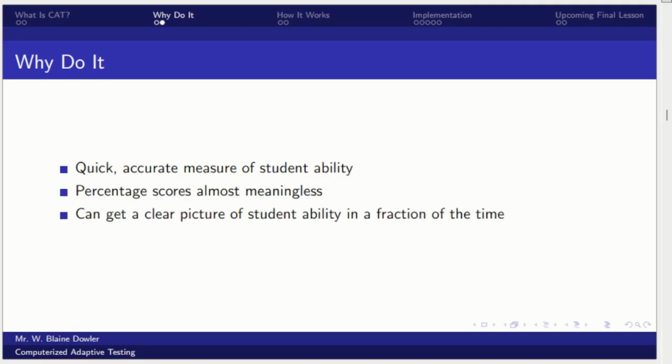And we can get a clear picture of student ability in a fraction of the time. I used to work for a private tutoring company that used third-party assessments like the California Achievement Test or the Canadian Achievement Test on paper. Sometimes looking at 85 questions administered over a little over an hour. And when we switched to computerized adaptive testing, we got more accurate results in 34 questions in 15 to 20 minutes.